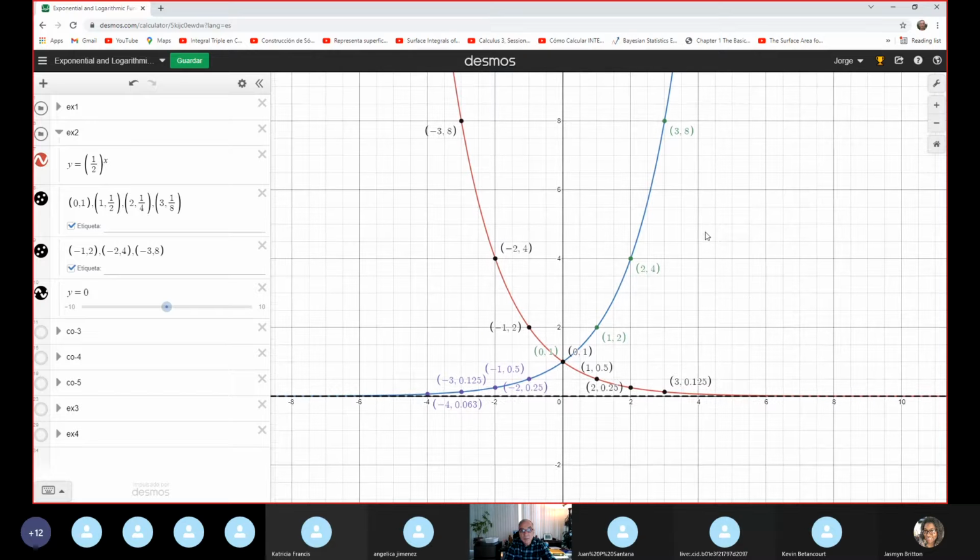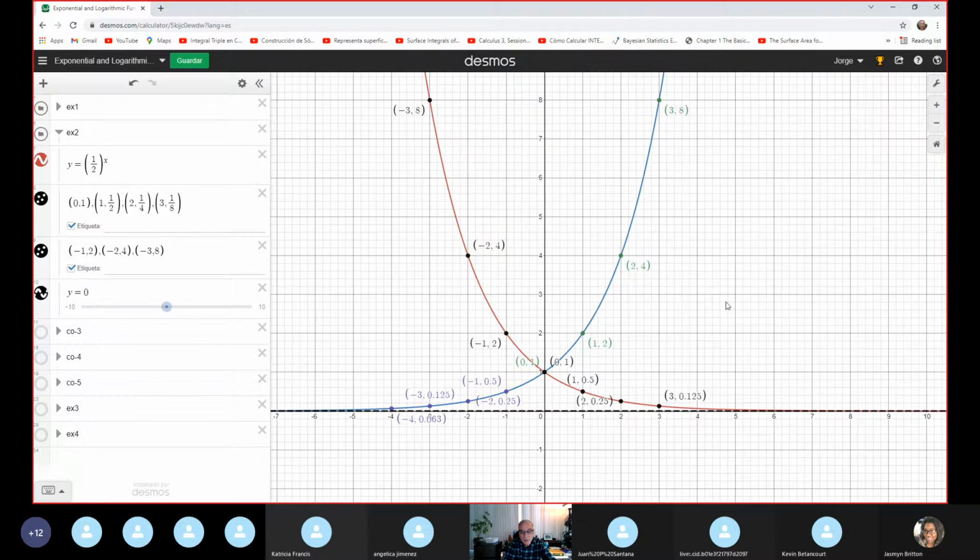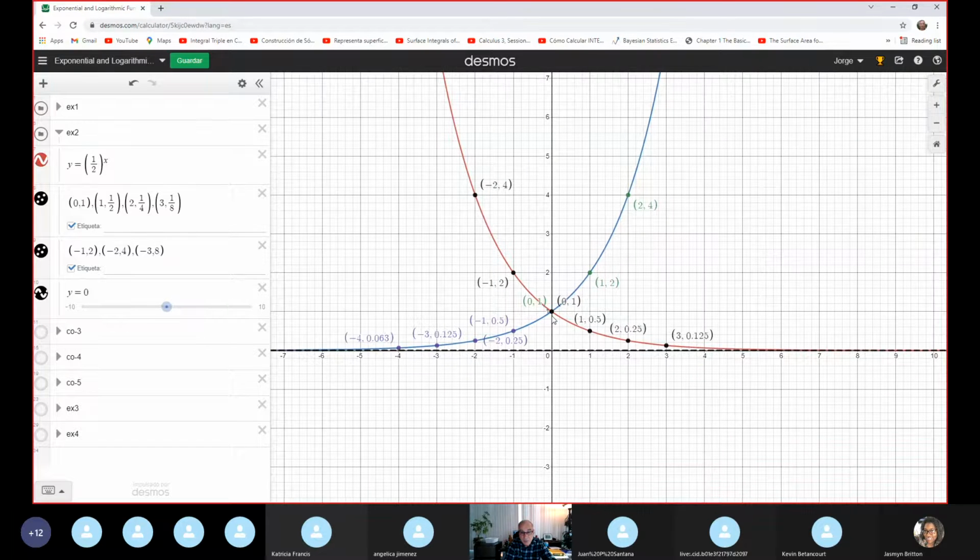Okay, point by point. Suppose this point is (3, 8), because 2 to the third power is 8. This point is (-3, 1/8). The only common point is the universal one, which is (0, 1). But the rest is symmetric. It's a reflection. Do you understand this or not? Tell me, clear or confusing? It's clear, Professor. Thank you. Let me come back again to the whiteboard.